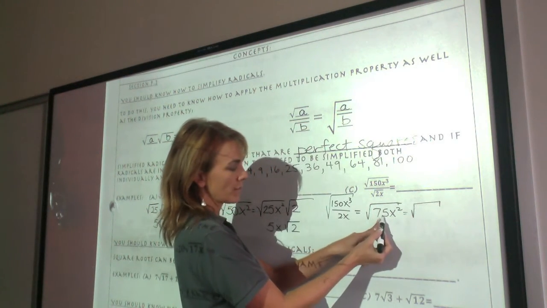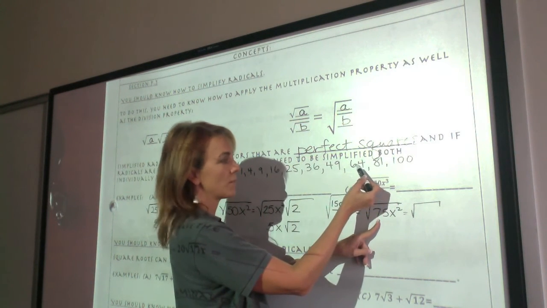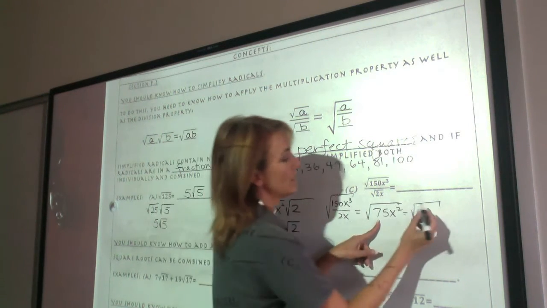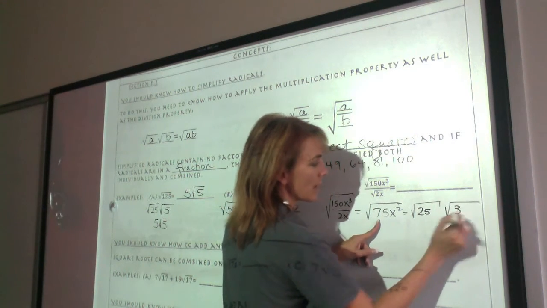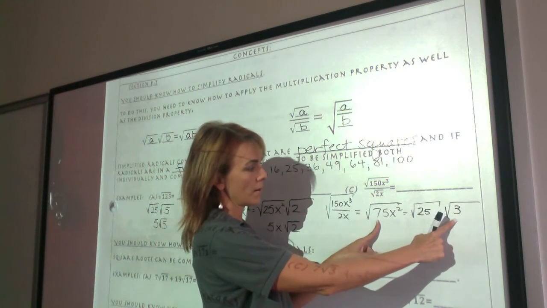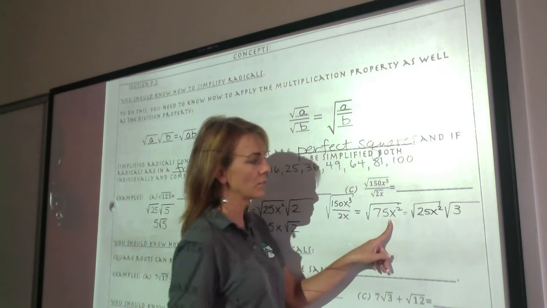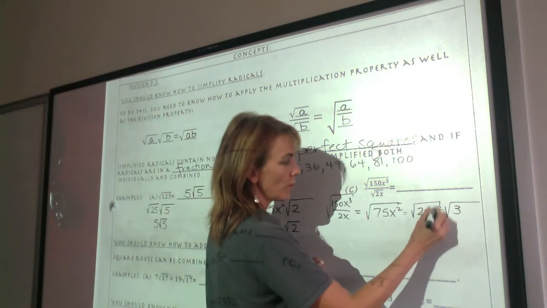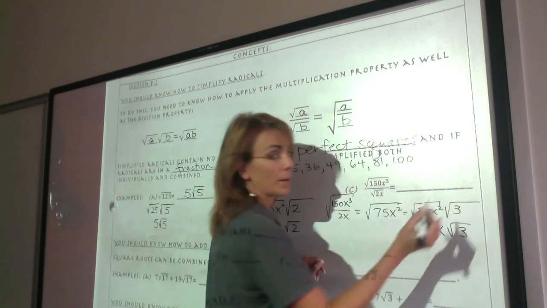What's the biggest perfect square that goes into 75? Let's go backwards from 75. 64, no. 49, no. 36, no. 25, yes. So 25 goes in there how many times? It goes in there 3 times, and this is not a perfect square. Let's look at the x squared. X squared is a perfect square, so it goes under the perfect square radical. This can come out and become 5x square root of 3.